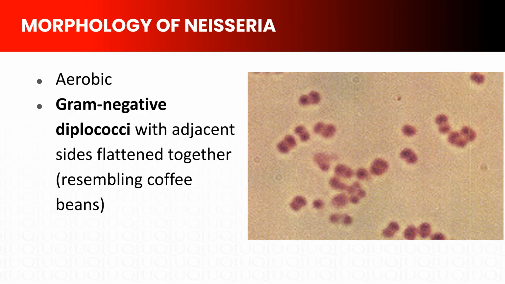Let's examine the basic morphology. First, Neisseria gonorrhoeae is an aerobic organism, meaning it requires oxygen to grow. This is an important consideration when we culture the organism in the laboratory. We need to provide appropriate atmospheric conditions. The most distinctive morphological feature of Neisseria gonorrhoeae is its appearance as gram-negative diplococci.